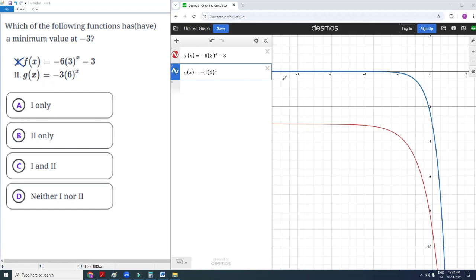Now let's consider the function g of x. When you look at the graph of the function g of x over here, its maximum value is 0. And when I look at the minimum value for the function g of x, it keeps going down. So the same thing, there is no finite value as a minimum for the function g of x. So now negative 3 cannot be the minimum value for the second function g of x as well. So we can reject this one. So the correct answer choice for this one is neither 1 nor 2.